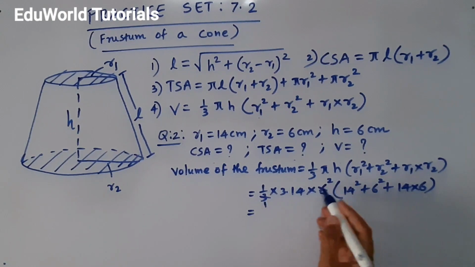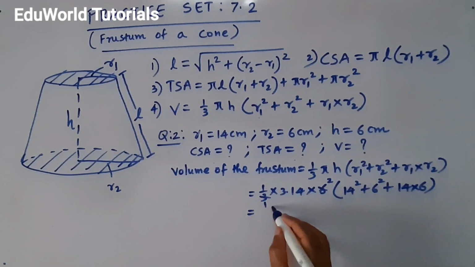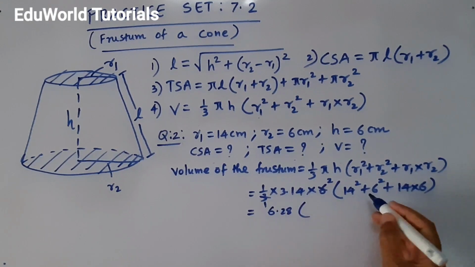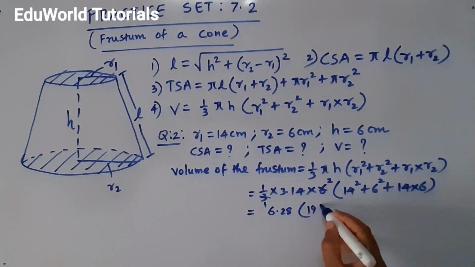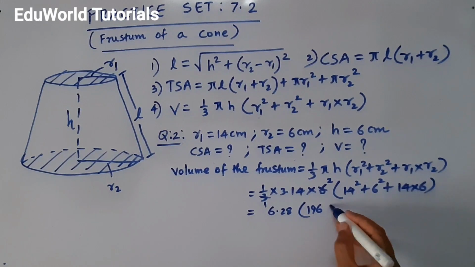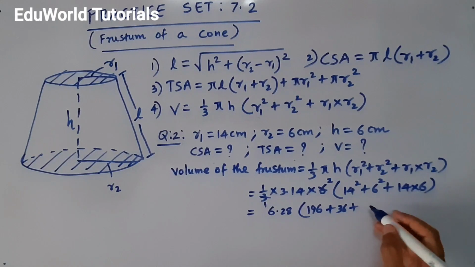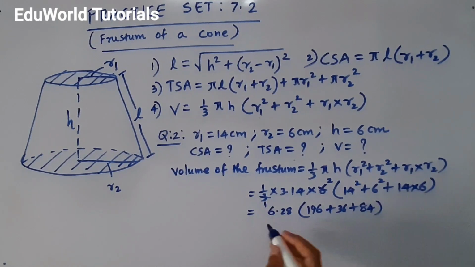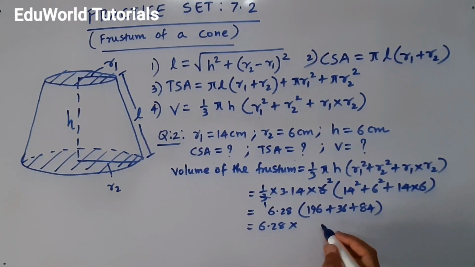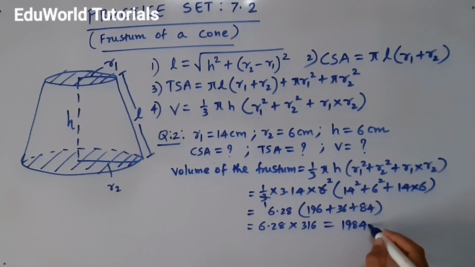I cancelled 3 2s are 6. So 3.14 into 2 is 6.28, and inside the bracket it is 196 because square of 14 is 196. 6 squared is 36 and product of 14 and 6 is 84. And finally I have to multiply 6.28 with the sum of this. Sum of this is 316. Product of this will be 1984.48 centimeter cubed. This is the volume of the frustum.